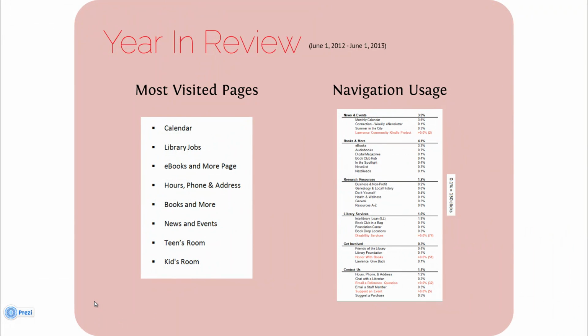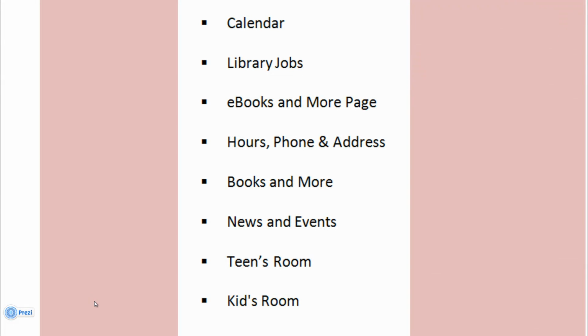So big picture, I looked at statistics of the site from the dates June 1st, 2012 through June 1st, 2013. So of the past year, in a big picture way, you can kind of get an idea of how people are using the site. These are the most visited pages in order. So calendar is the most visited page last year. News and events is also up there, so you can see that attendable content is obviously a big thing. And also ebooks and more and books and more, so people are interested in your traditional content also.